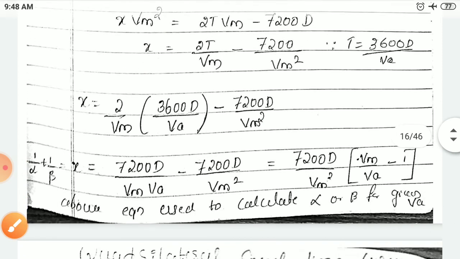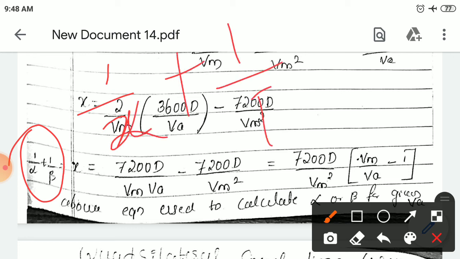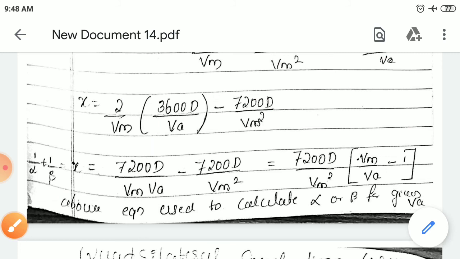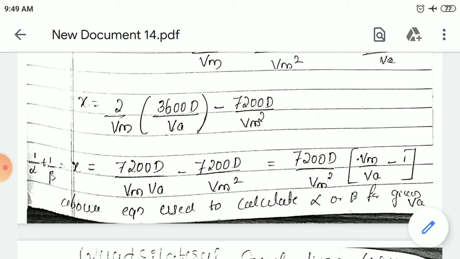Now you substitute what exactly x is. x is equal to 1 by alpha plus 1 by beta, which we assumed in the beginning. So x is equal to 1 by alpha plus 1 by beta, which is alpha plus beta divided by alpha into beta. So x is equal to this one, alpha plus beta over alpha into beta. Just substitute that, and you will be arriving at 7200 d divided by Vm square into the bracket of Vm divided by Va minus 1. Okay, so this is the equation to calculate the alpha and beta values for the given Va.